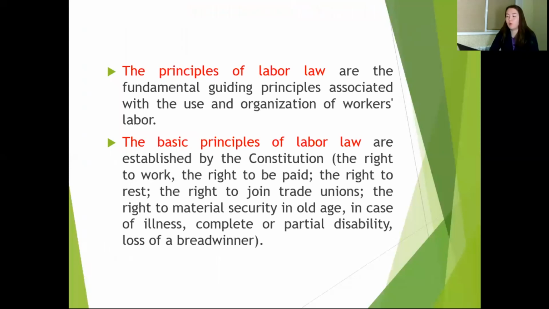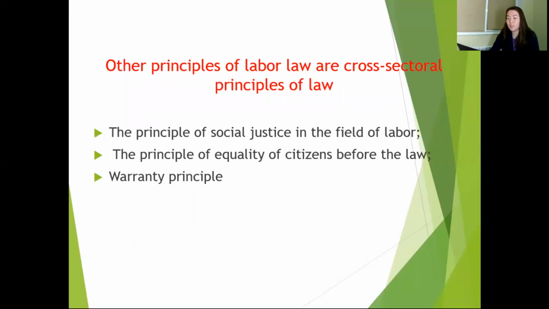The principles of labor law are the fundamental guiding principles which are associated with the use and organization of workers' labor. The basic principles of labor law are established by the Constitution. For example, the right to work, the right to be paid, the right to rest, the right to join trade unions, the right to material security in old age, in case of illness, complete or partial disability, loss of breadwinner. Other principles of labor law are cross-sectoral principles of law. For instance, the principle of social justice in the field of labor, the principle of equality of citizens before the law, and, of course, warranty principles.